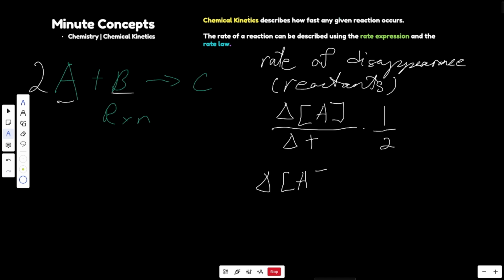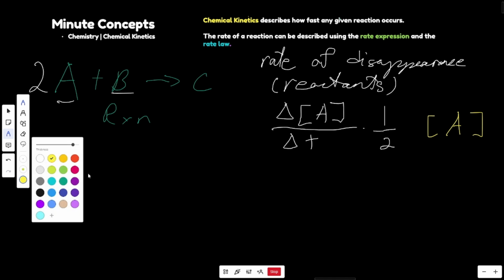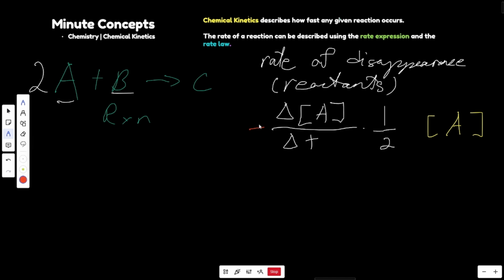So the rate of disappearance for A would thus be the delta of the concentration of A over delta T, and then it would be, rather, delta of the concentration of A over 2 times the change in time. Or it can also be separate, 1/2 times delta A over delta T. So that would be for reactant A. However, one more key thing to take note of for the rate of disappearance is that we're describing a loss. So that means that we must always have it in negative. So for the rate of disappearance or the rate expression for reactants, we always have it in a negative sign.